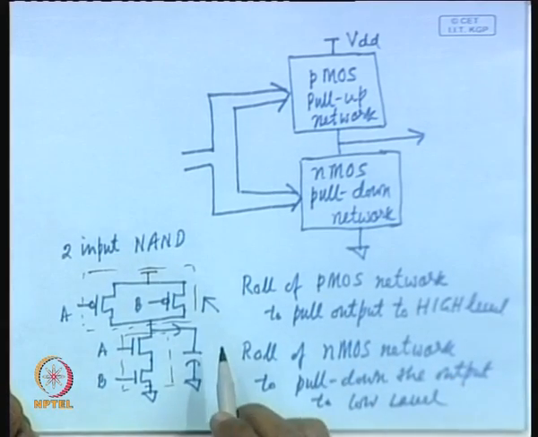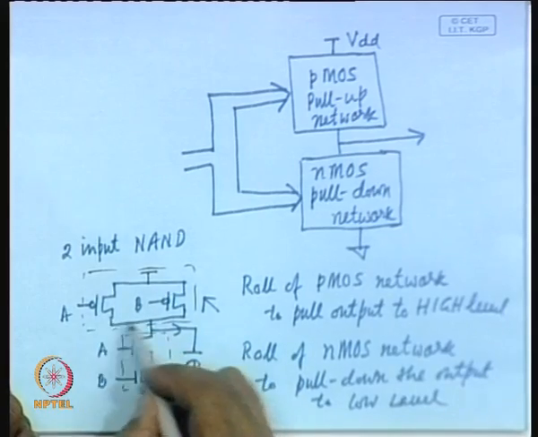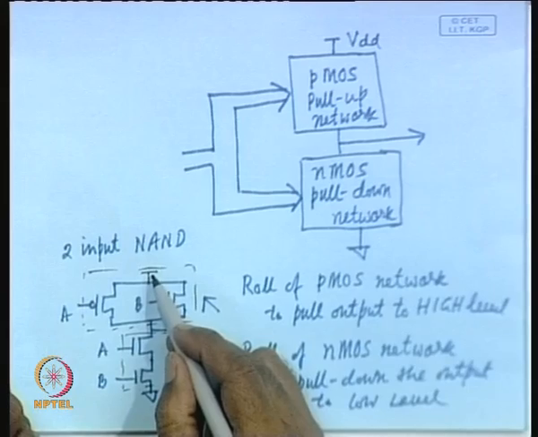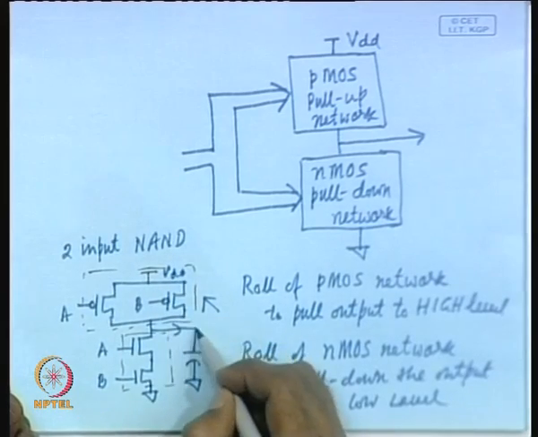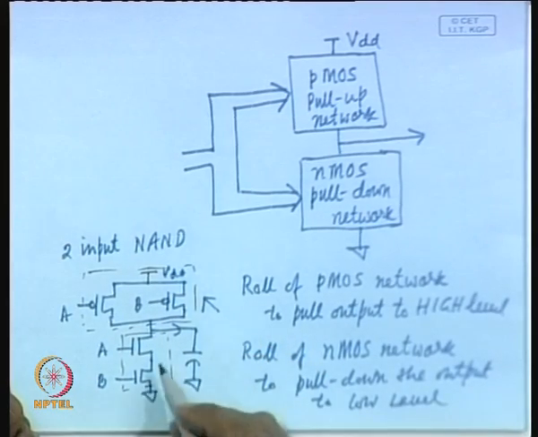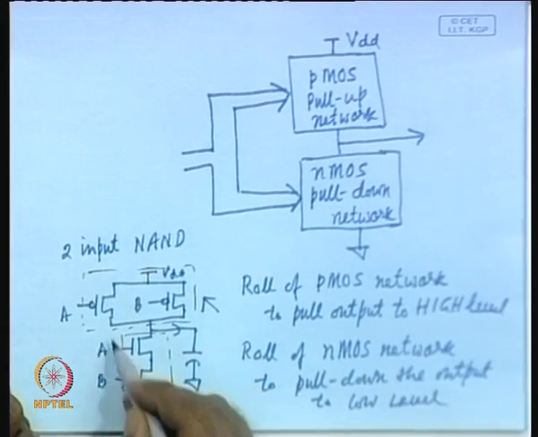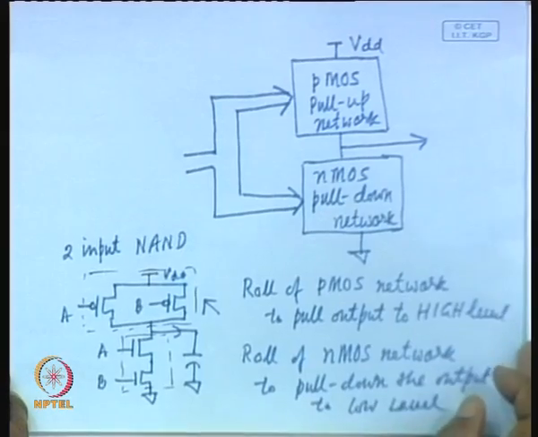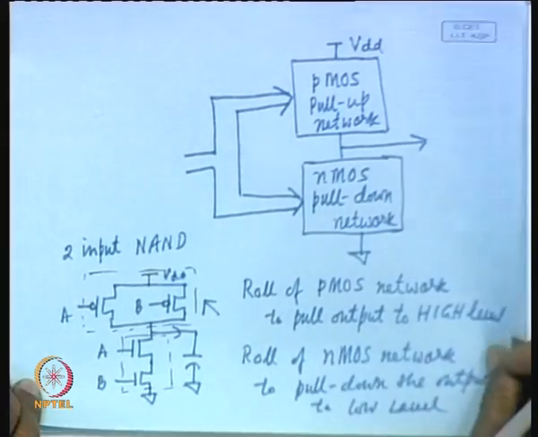That means, when the output is to be 1, this PMOS network will be on, there will be a path from VDD to the capacitor. Similarly, when the output is to be 0 for a given input combination, the path will be through the NMOS network. This is how you can realize a circuit. Now, let us take up some examples.